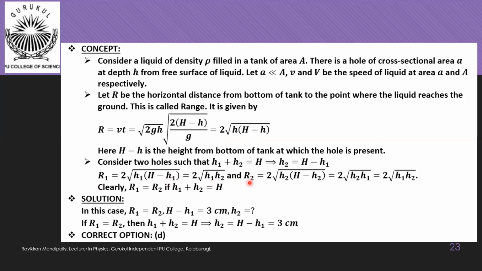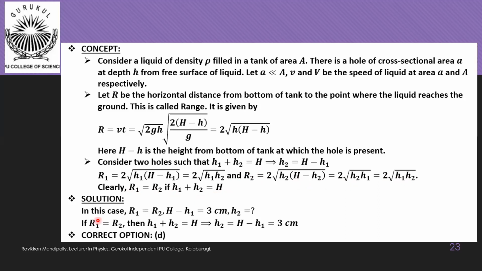Then R2 is equal to 2 into root of h2 into capital H minus h2. So here, from this expression you can write capital H minus h2 is equal to h1. So again I am getting R2 as 2 into root of h1 h2. That means there is a condition established here. Ranges of liquid coming out from two holes R1 and R2 will be equal if h1 plus h2 is equal to capital H. This is a shortcut to remember actually. This can be employed even in previous question.